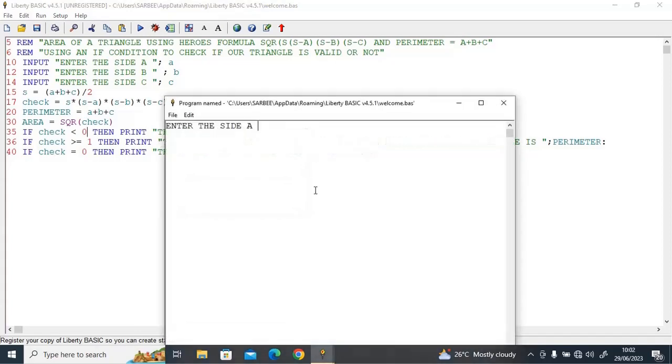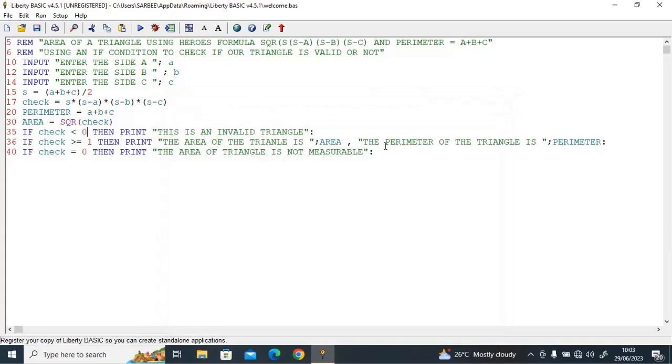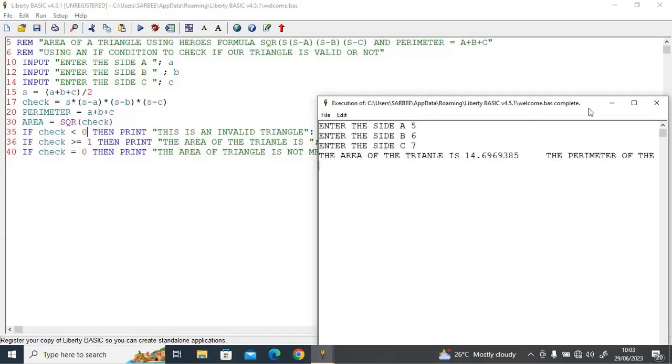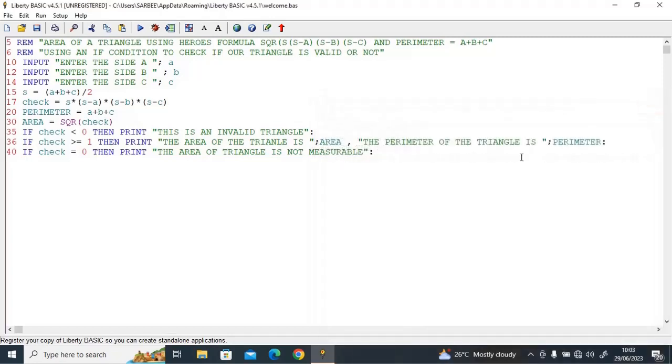Let's try it again. You have 9, you have 5, you have 4. You can see now, the area of the triangle is not measurable because you get 0 as an answer when you calculate this with your manual method. But if everything goes well, if you have like the one we did earlier, 5, 6, 7, we should get a normal triangle. That one works. It means this statement here works.